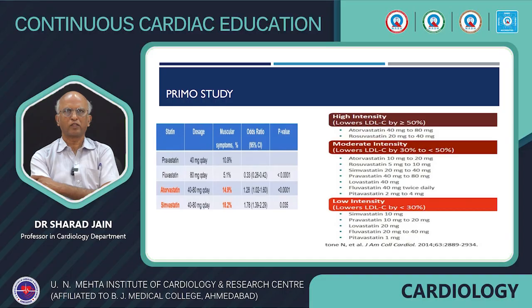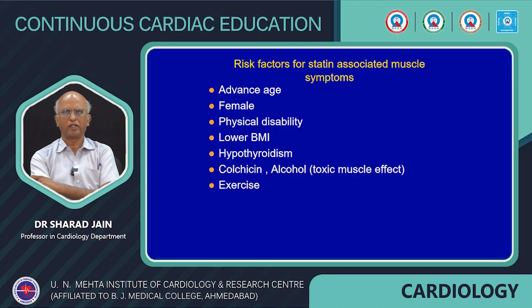In the PRIMO study, the statin use was divided by high intensity, moderate intensity and low intensity. High intensity reduces the LDL-C level by more than 50%. Moderate intensity reduces the LDL level by 30 to 50%, and low intensity reduces the LDL level by less than 30%.